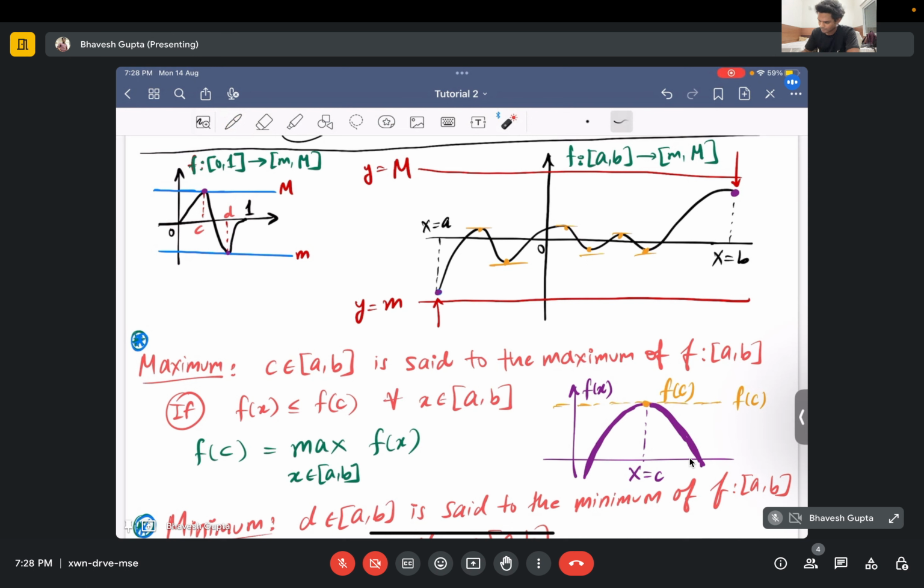You can see, right, this horizontal line is basically a line. You can see all the values of this line are greater than this value of the function, right? So that's why we call this x equal to c as my maximum point, or you can say the point of maxima. This is the point of maxima.